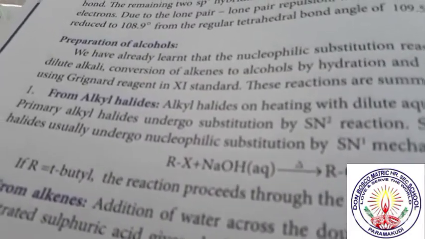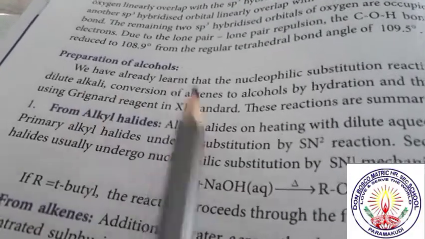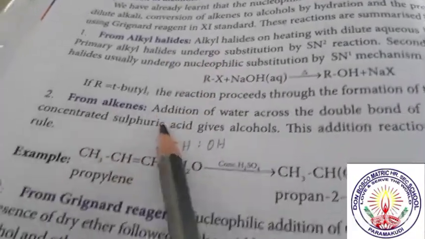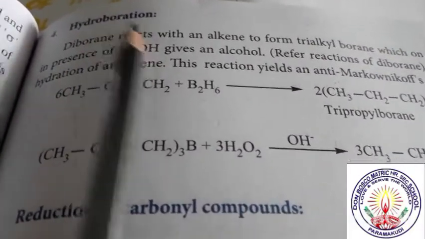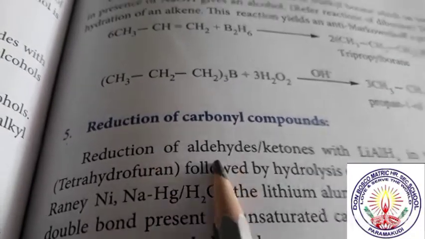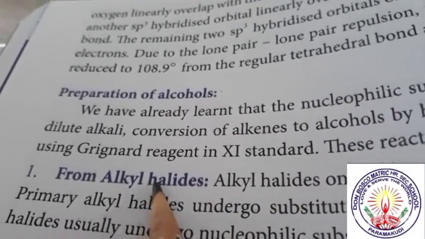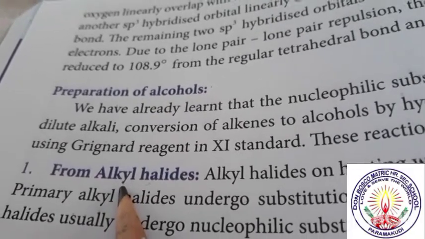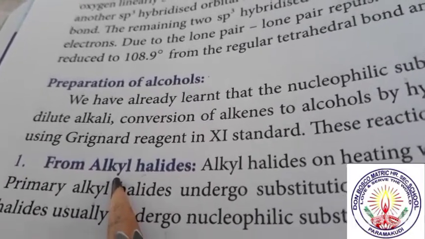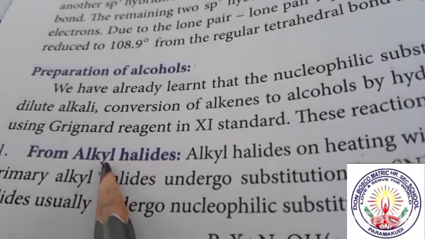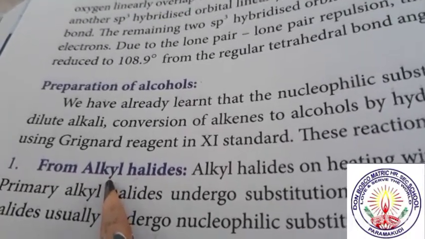Next we shall see the preparation of alcohol. This alcohol can be prepared in 5 ways, that is from alkyl halide, from alkene, from Grignard reagent, from carbocation, and from reduction of carbonyl compounds. The first one is from alkyl halide. Children, we know what is alkyl. Alkyls are nothing but functional groups of organic compounds which have carbon and hydrogen. And the example for alkyl is CH3.